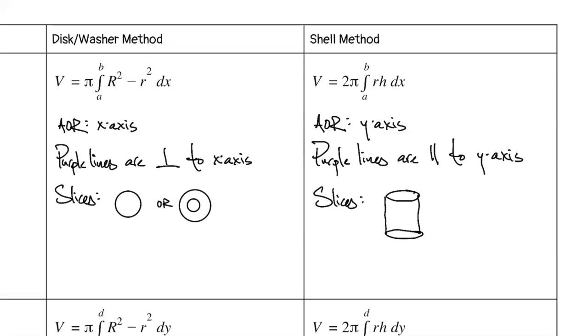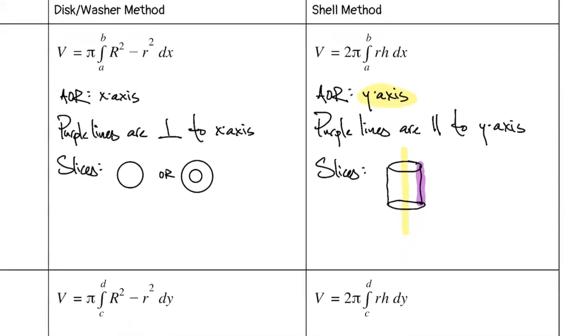Now notice that my axis of revolution is the y-axis, and that's how I knew that my shell was going to go up and down like this. I want to add one thing here though. What is my radius going to be in this case? X value or Y value? Good. Radius is going to be the X value.